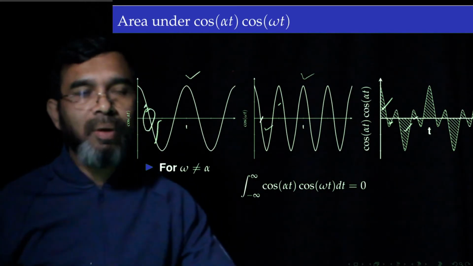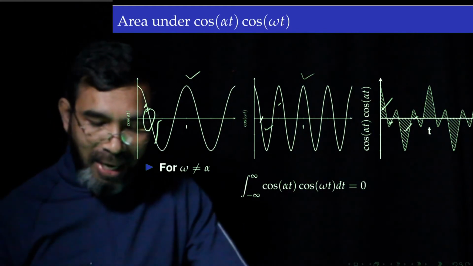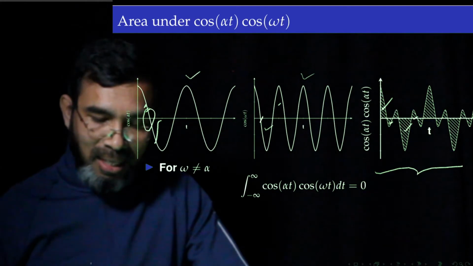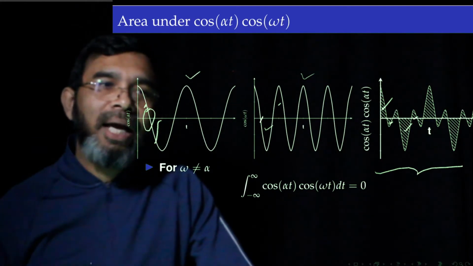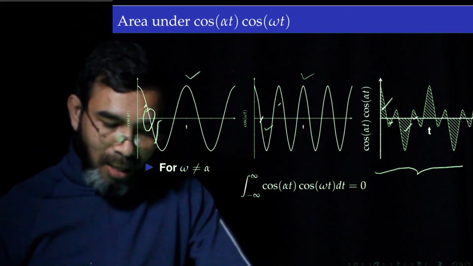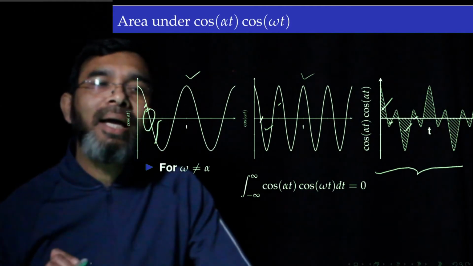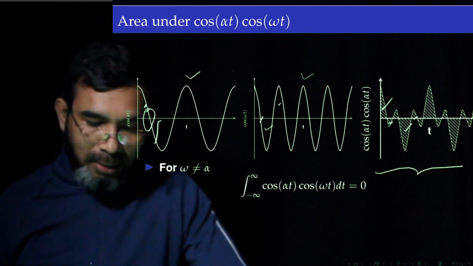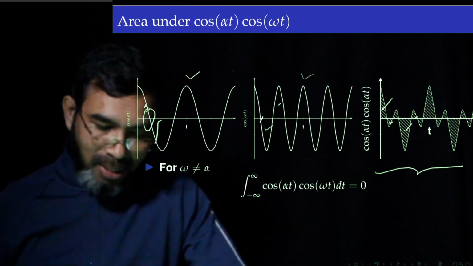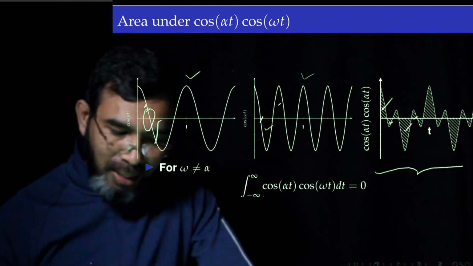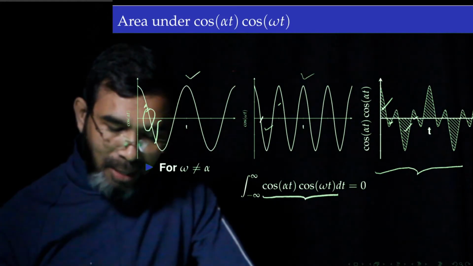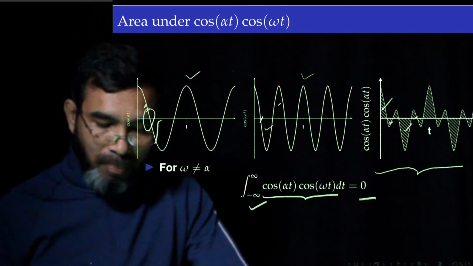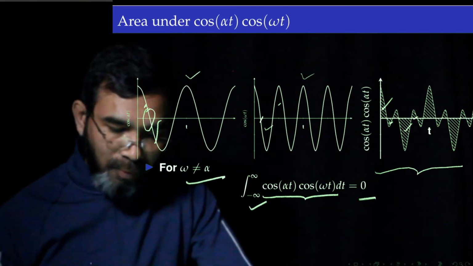If you take a look at the entire horizon, you'll end up getting a function which is also symmetric around the y-axis, meaning that these positive and negative areas will be cancelled out. Now that's true when omega is not equal to alpha. Okay, now let's take a look at what happens when omega equals alpha. For the function cosine omega t times cosine alpha t, if you take the integral over the entire horizon, it becomes 0 when omega is not equal to alpha.